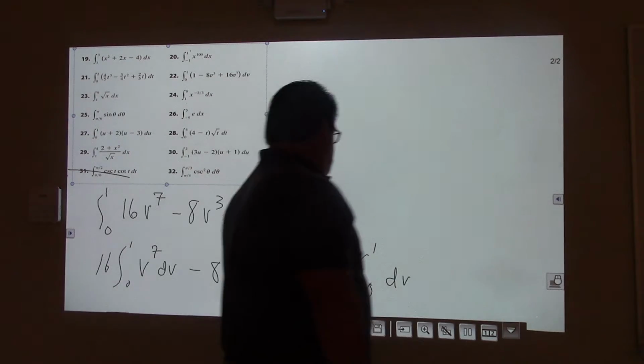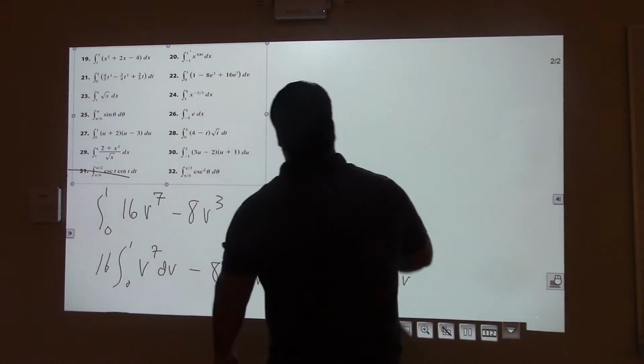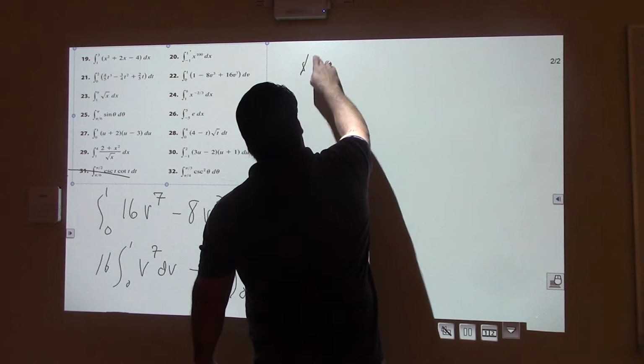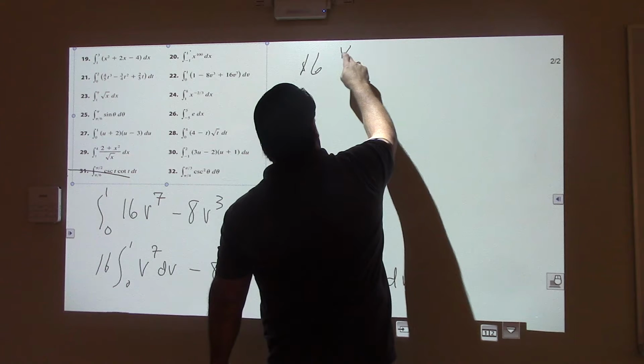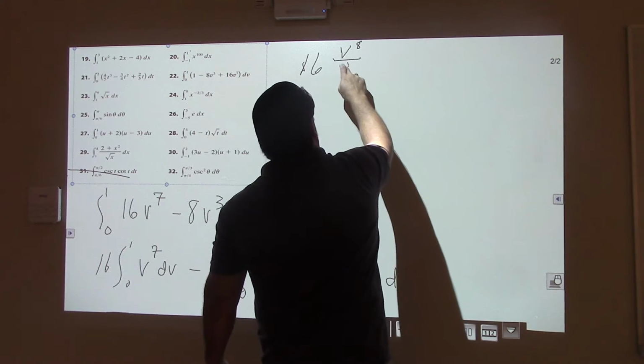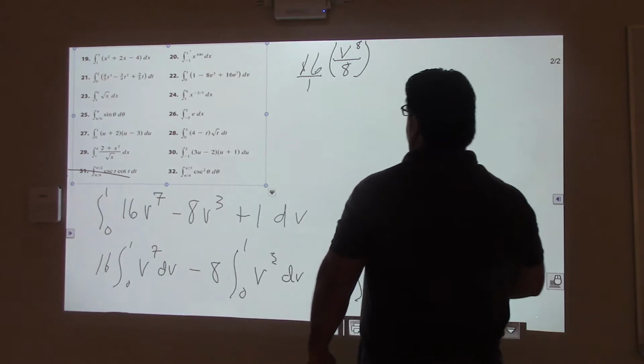That's a problem for some students, especially first time seeing calculus. So 16, v to the 8th over what? Over 8. Of course, this is 16 over 1, so that 8 is going to cancel.